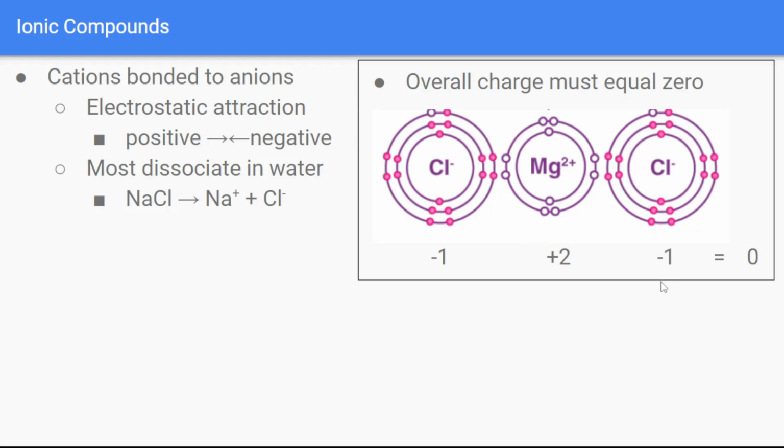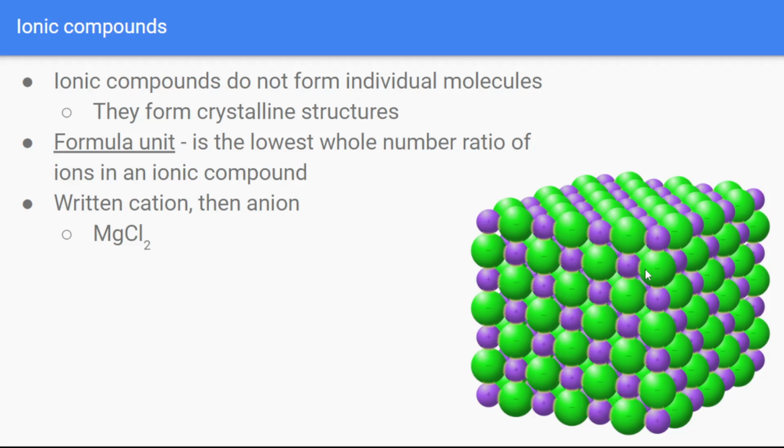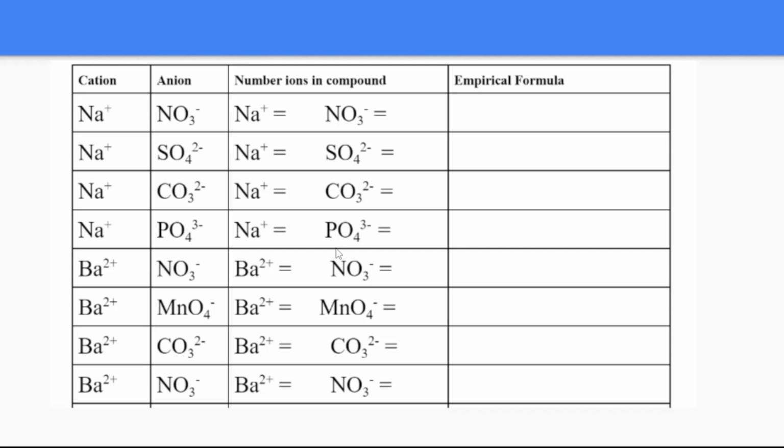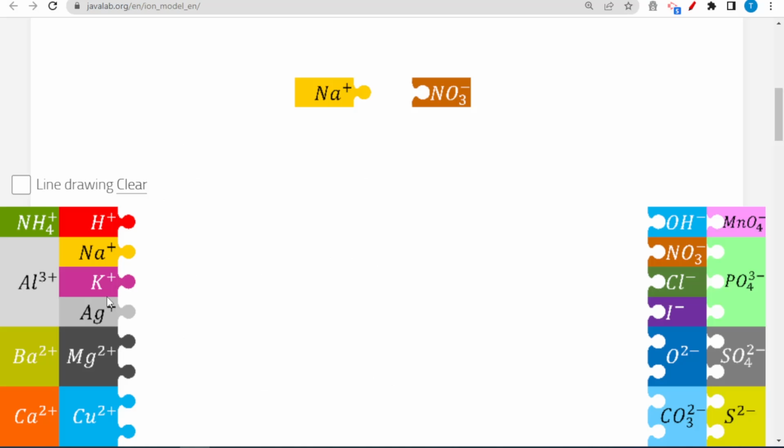negative charges. When you write the formula or name ionic compounds, you write it as cation first and then the anion. So let's look at some examples. If you have sodium ions and nitrate ions, what's the formula? So we have sodium and nitrate ions. You notice a positive one and a negative one.